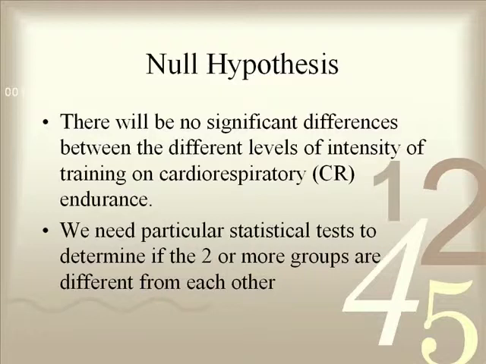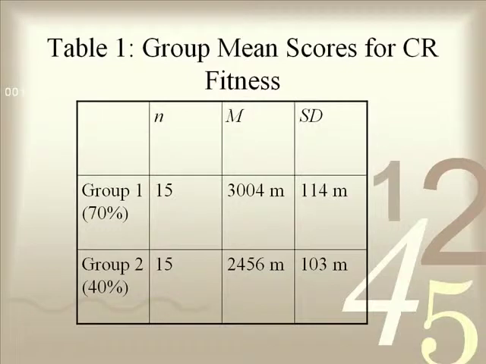But we're going to use a statistical test to determine if these two groups are different from each other. Before we get to the t-test, let's look at the group mean scores, or our descriptive statistics for this study. We have a little chart here. Group A, or group 1, is the 70% of VO2 max, and group 2 is the 40% of VO2 max. The N means the number of participants. We had equal numbers, so we had 15 subjects in each group.